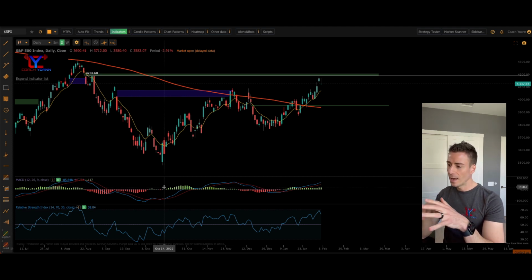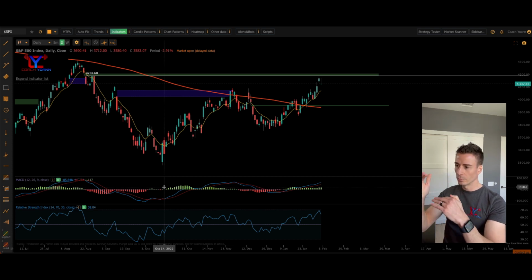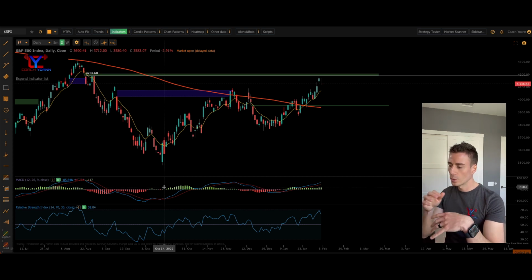I personally love the MACD. It's always on all my charts because it's a really good momentum judge for me. I like to see where buyers are in control and when sellers are in control. So I like to use it this way.